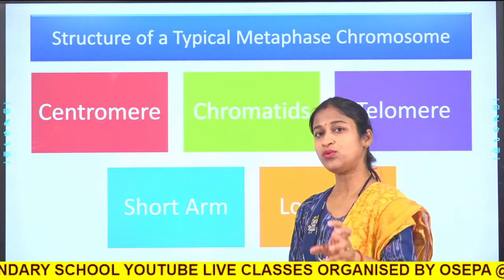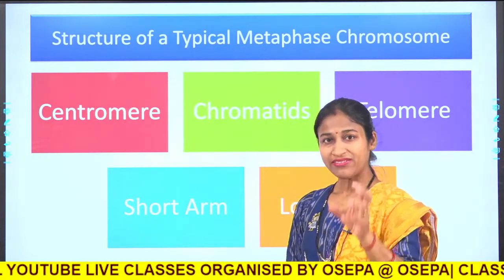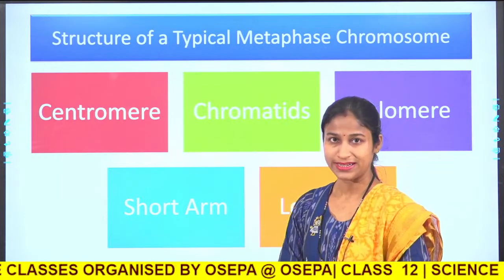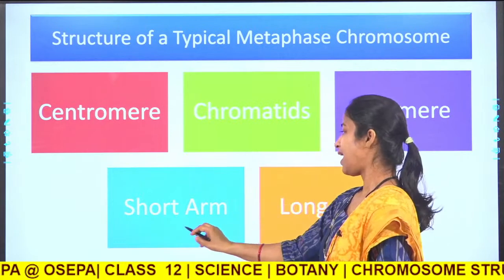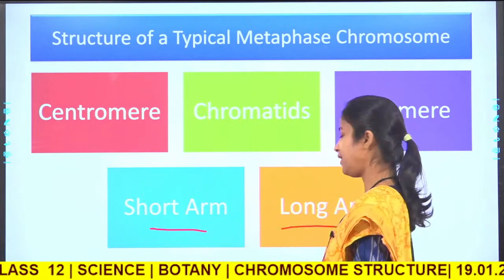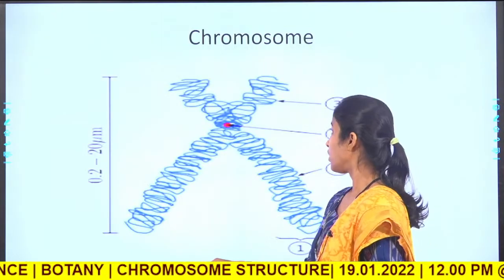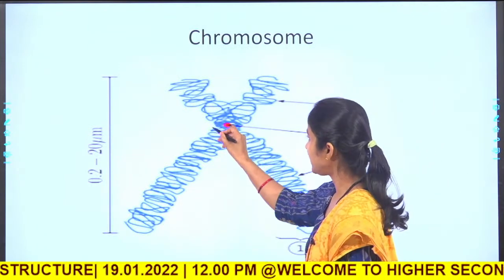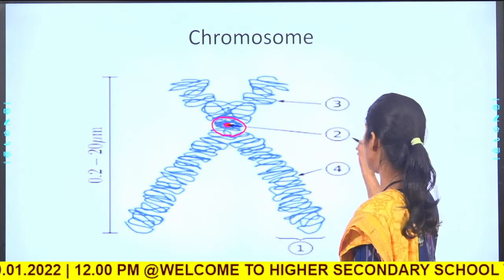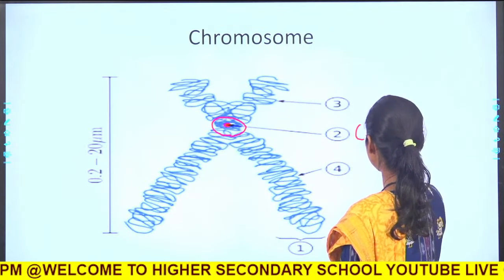So a single metaphasic chromosome has two chromatids, and there are telomeres, I will show you, and then a short arm and a long arm. Okay, this is the complete structure of a chromosome. This is the region of centromere. This one is your centromere.